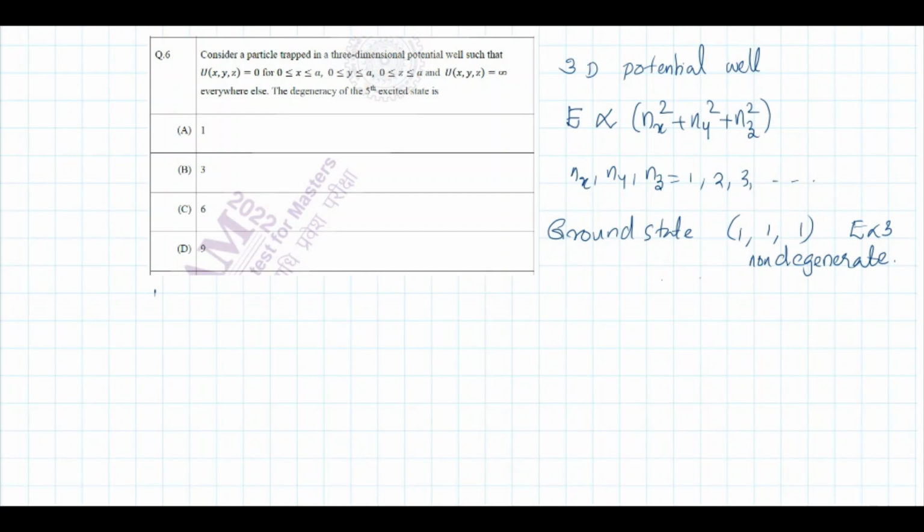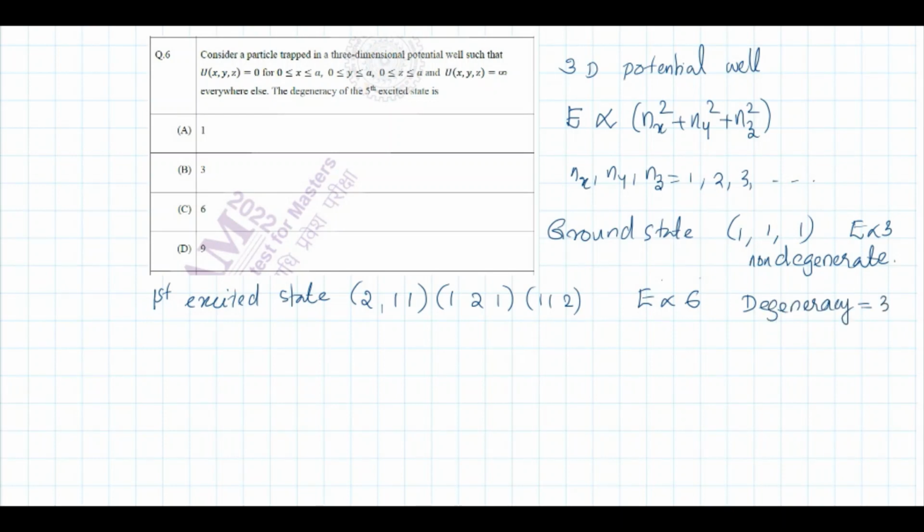Now, the first excited state. Any of nx, ny or nz becomes 2. So I can have three possibilities, either 2 1 1 or 1 2 1 or 1 1 2. All of these have energy proportional to 6. That is the next possibility, and degeneracy is 3.